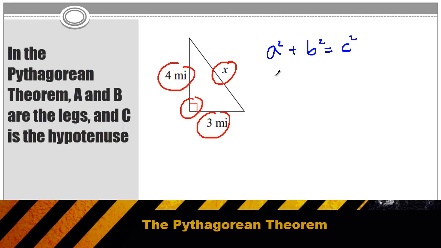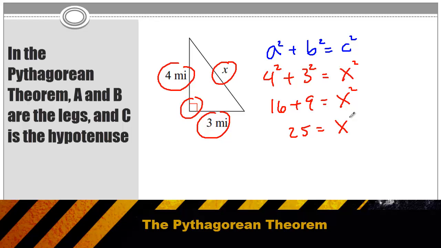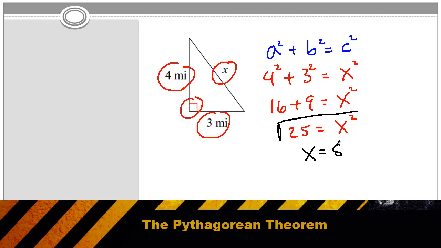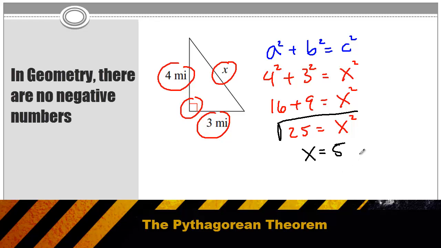So in this case, our equation would be 4 squared plus 3 squared is equal to x squared, or 16 plus 9 is equal to x squared, or 25 is equal to x squared. We square root both sides and we get x is equal to 5. If this were not a geometry problem and we just asked you what is the square root of 25, the correct answer would be 5 or negative 5. But in geometry, there are no negative numbers, so 5 is enough.